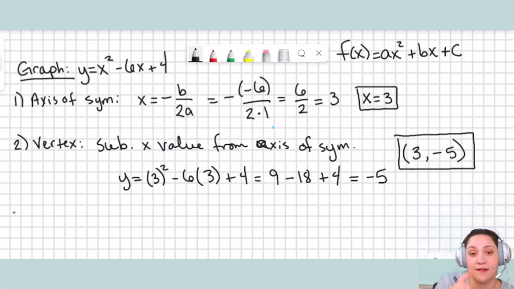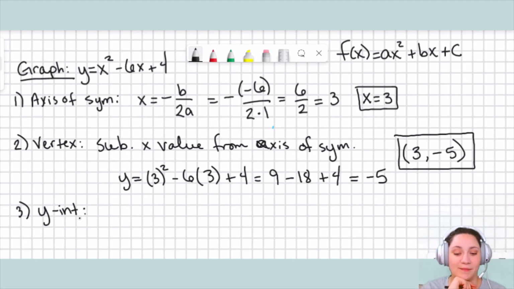So we've done our work to find the axis of symmetry and the vertex. Next, we need to find the y-intercept. So you might be saying, wait a minute, we didn't find the y-intercept last time. We found the x-intercepts. And although we did practice identifying the x-intercepts, it's actually a little bit harder to find them without looking at the graph.